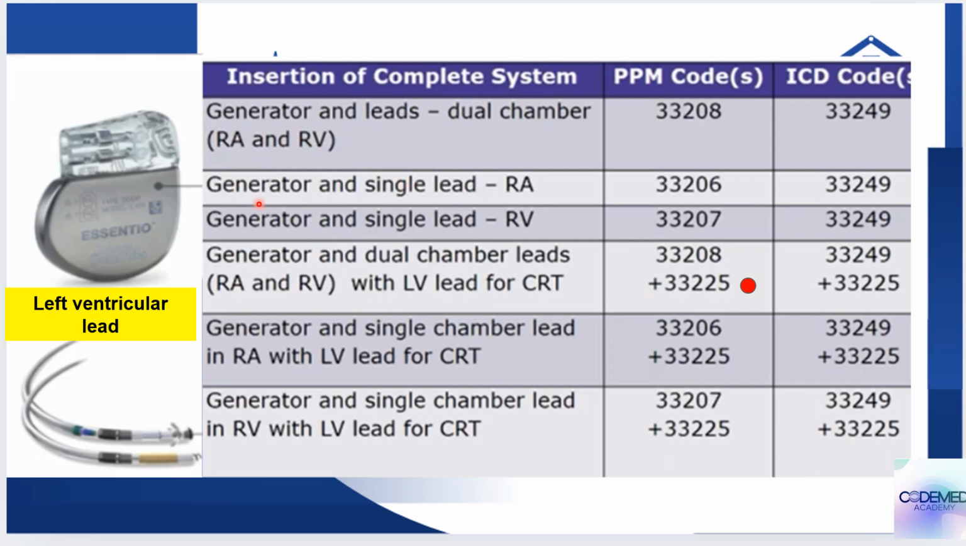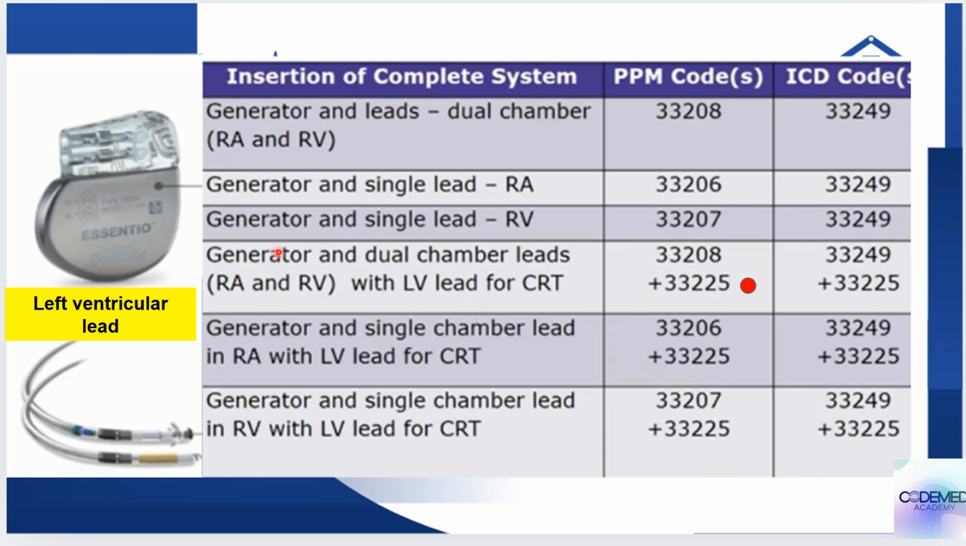If it is a generator and a single lead, and if that single lead is going into the atrium, we have the code 33206. And if it is a generator and a single lead, and if it is going into the ventricle, we have 33207. But if we have the lead which is going into the left ventricle, then how do we code it?